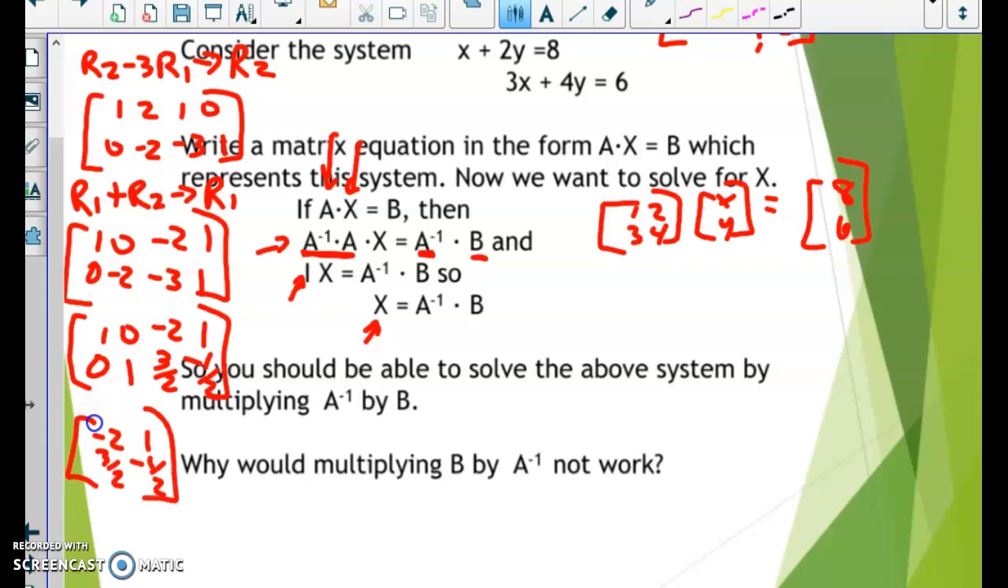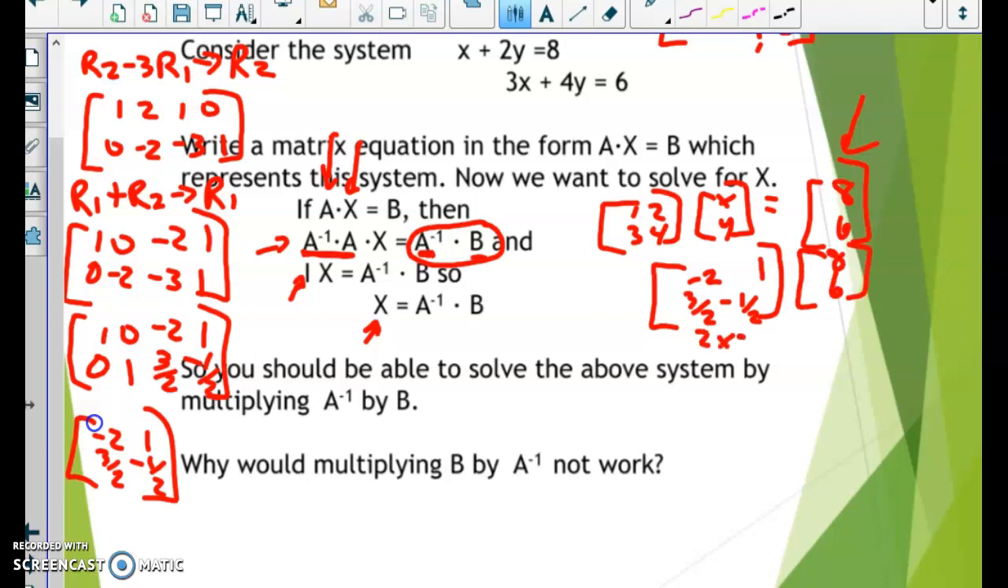So that's my inverse. So if we go back over here to where we're solving, I should take this inverse times my B, which we said was these numbers here. So I'm going to take negative 2, 1, 3 halves, negative 1 half, times this 8, 6. Now, first of all, is it even possible? This is a 2 by 2, and this is 2 rows and 1 column. So the middle ones are the same, so we are able to.